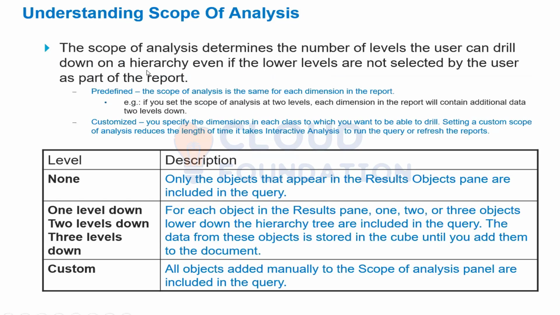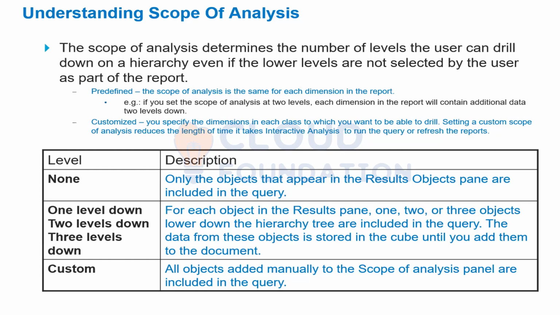The scope of analysis determines the number of levels the user can drill down on a hierarchy, even if the lower levels are not selected by the user as part of the report. So there are some hierarchical objects in our database, like country. Under country, there will be a state. Under state, there will be a city. Under city, there will be a store name. So this is a hierarchy.